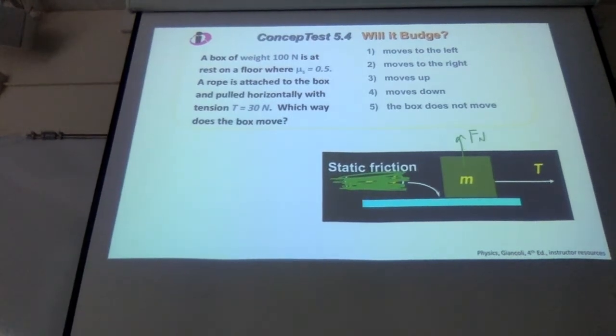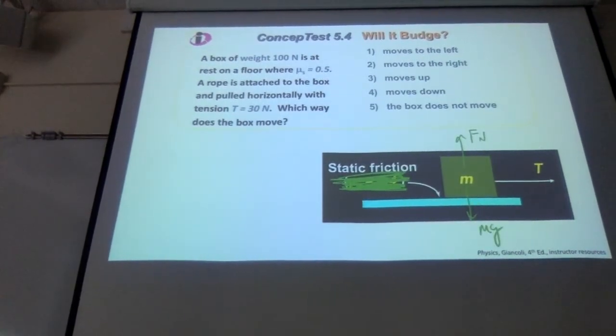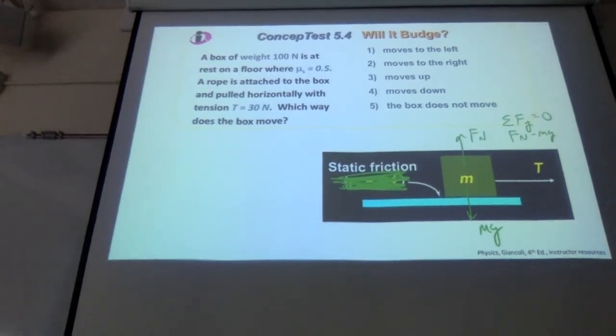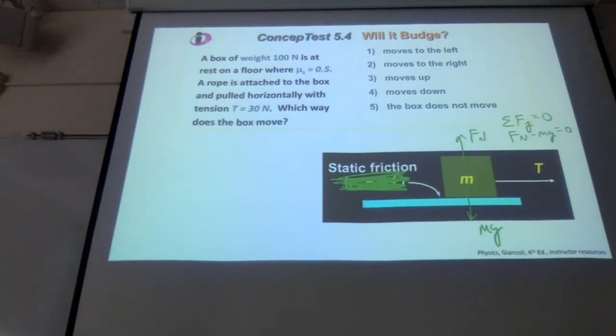If I look in the y direction, the sum of the forces in the y direction tells me that the normal force is just equal to the weight. So that means I could find the maximum static friction force. That's too many subscripts. Let's say friction force, static, max. There we go. I'll write it like that. It is equal to mu static times the normal force. The normal force is just the weight, so I'm going to have 0.5 times 100.